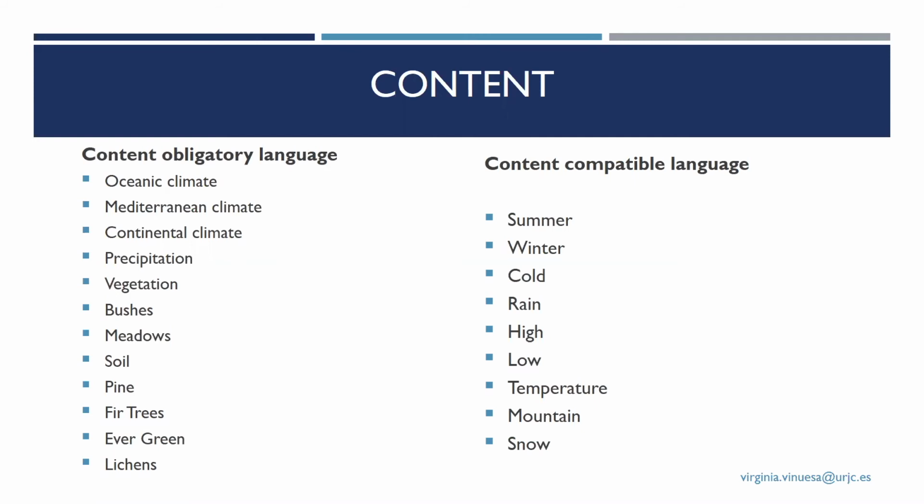But there are others which are content obligatory, which are specific for the content I'm going to teach them. Some of them are very similar to the Spanish ones. Remember, I was talking about cognates: oceanic, oceánico, nearly the same; continental, exactly the same; precipitation, very similar to the Spanish word; vegetation, etc. And then we've got other words like bushes and meadows, which are the kind of vegetation they are going to find in the different areas of Europe.